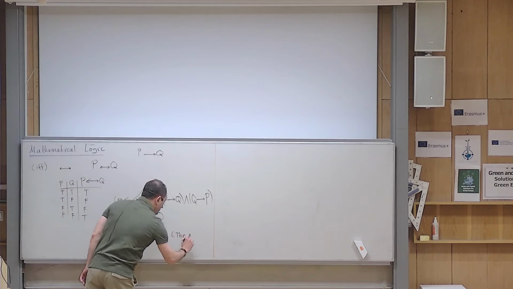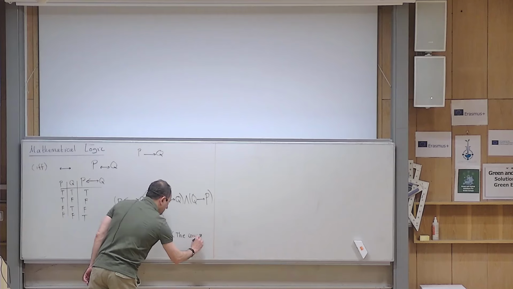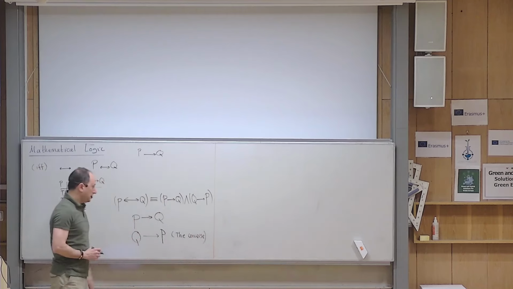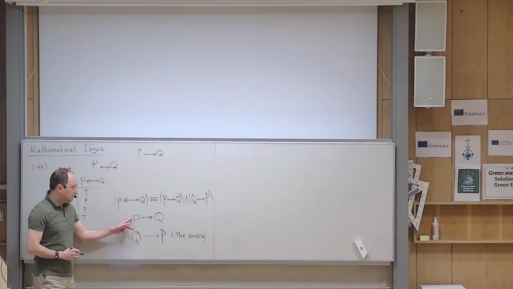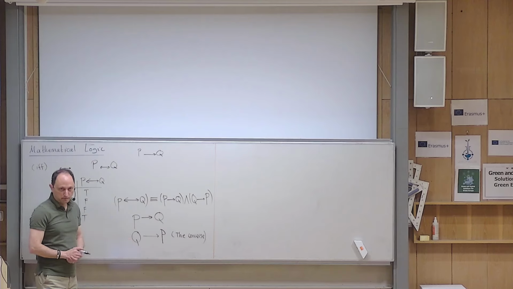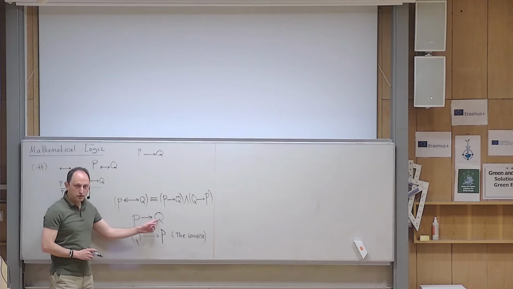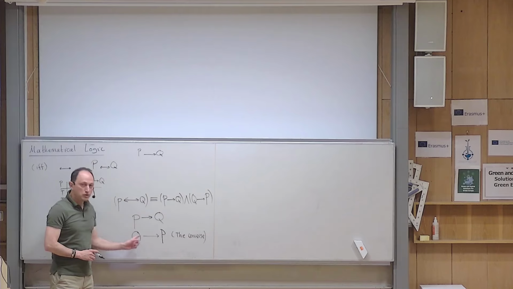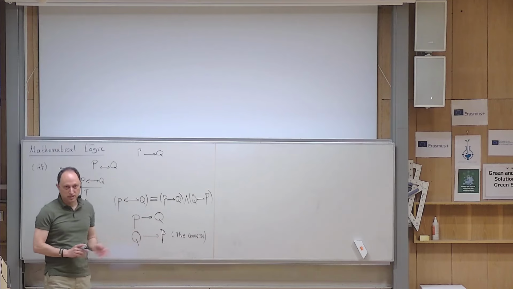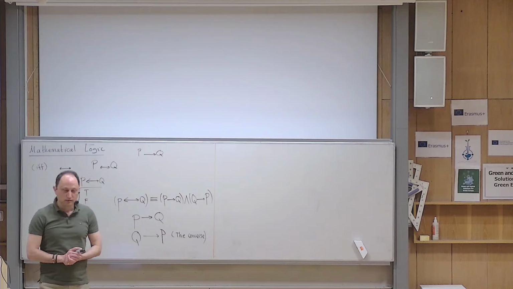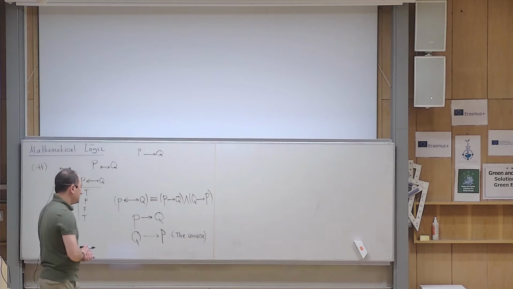Not inverse, the converse, okay? And then they are not exactly the same thing. None of them will imply the other one. So here, P is sufficient for Q. Here, Q is sufficient for P, but they are not the same things. For example, what is a good example for this?